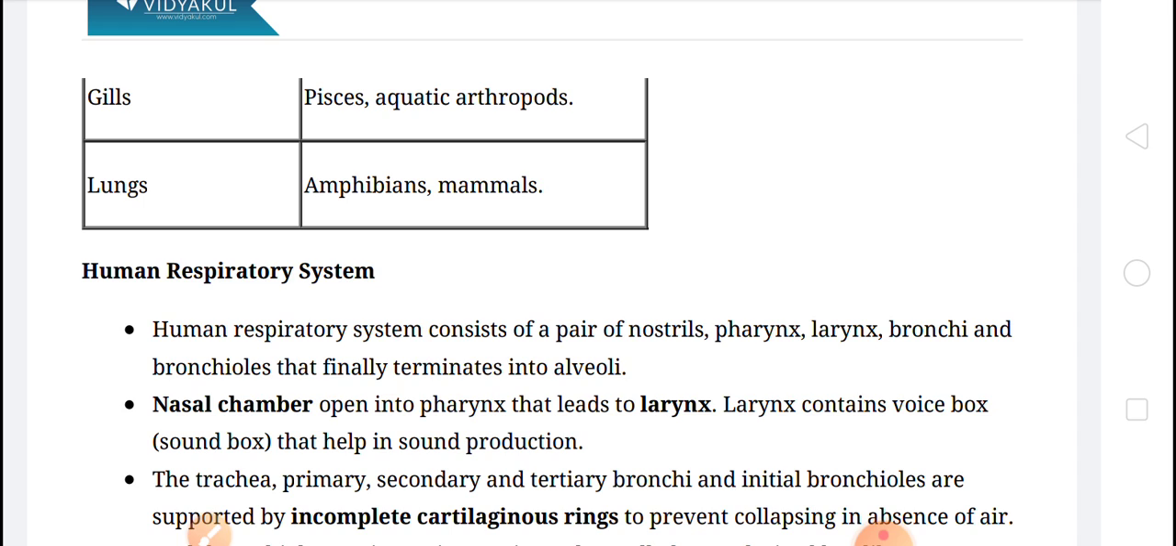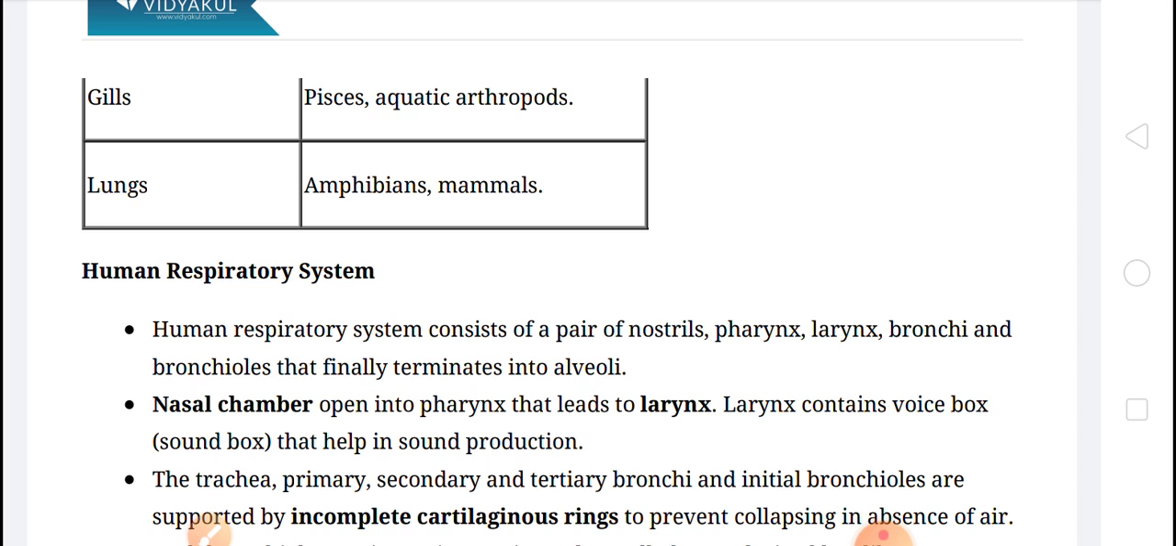Now lastly, amphibians and mammals. They have lungs. Mammals have two lungs, and they use the lungs to exchange gases. The carbon dioxide is released out and the oxygen rich air is taken inside. Okay, clear, children? Another example is the frog. Frogs have lungs and skin for respiration. If the frog is living on land, it will respire through lungs.